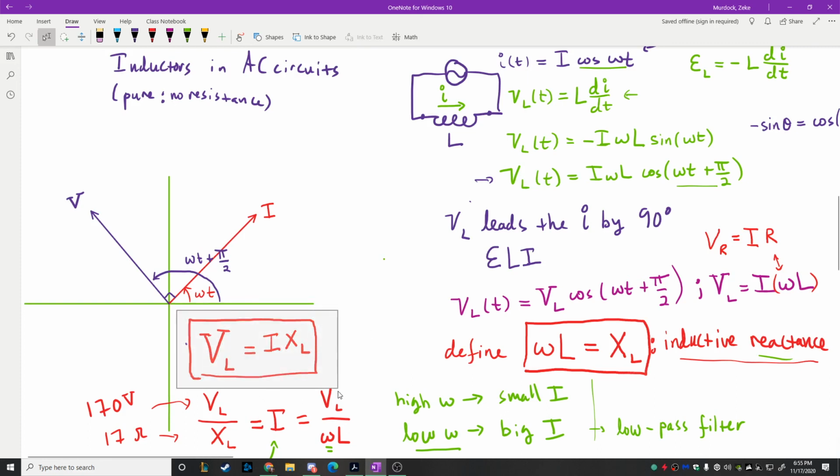The inductor, by the way, would allow DC circuit direct current to pass as well. So it's a low pass filter that allows low frequency signals to pass through. Okay, does anyone have any questions?